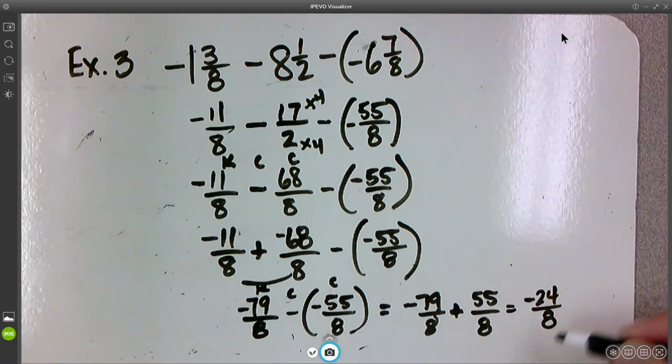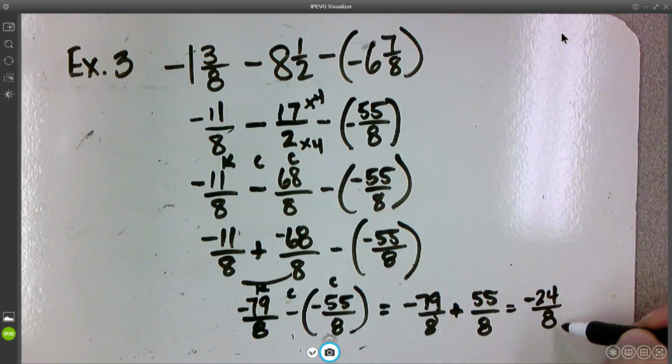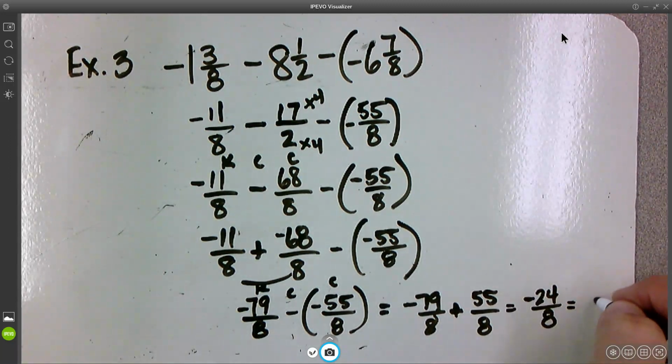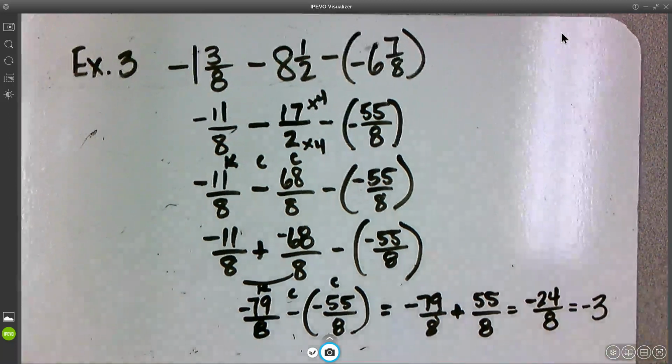And then we can go ahead and divide 24 divided by 8 because it does go in evenly, and we end up with 3, and we bring our negative. So our answer here to this problem is negative 3.